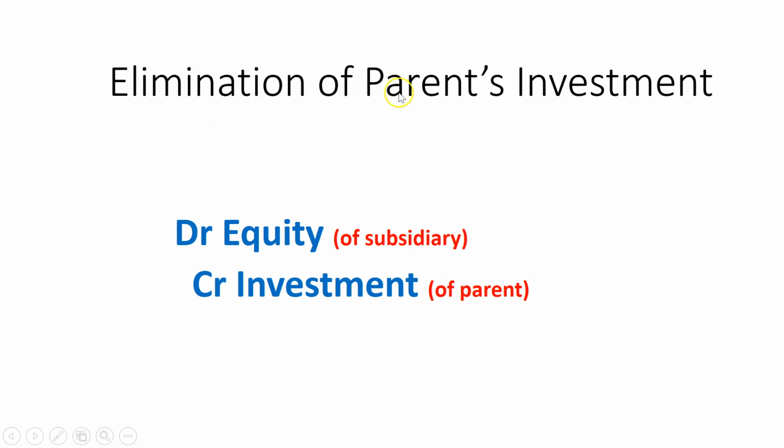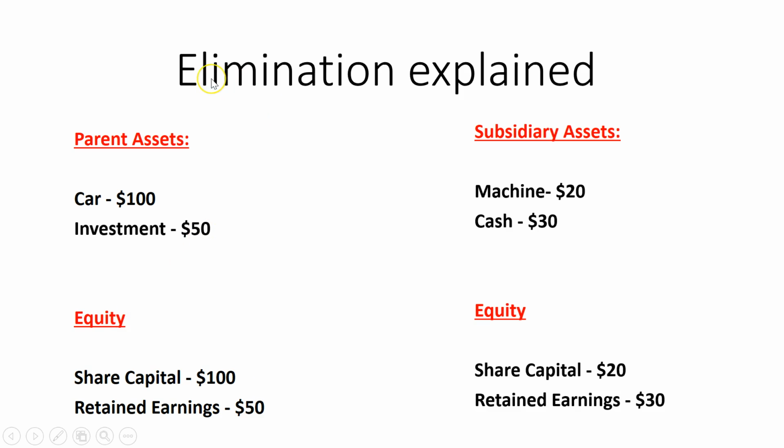So in general, to eliminate the parent's investment asset, we record this entry. So we debit the equity of the subsidiary and we're crediting the investment of the parent. So this general entry is only applicable when the amount paid for the investment is equal to the amount of the net assets. So the reason we do this elimination is to avoid double counting, as mentioned before. Now, I'm just going to go through how this can happen and explain it.